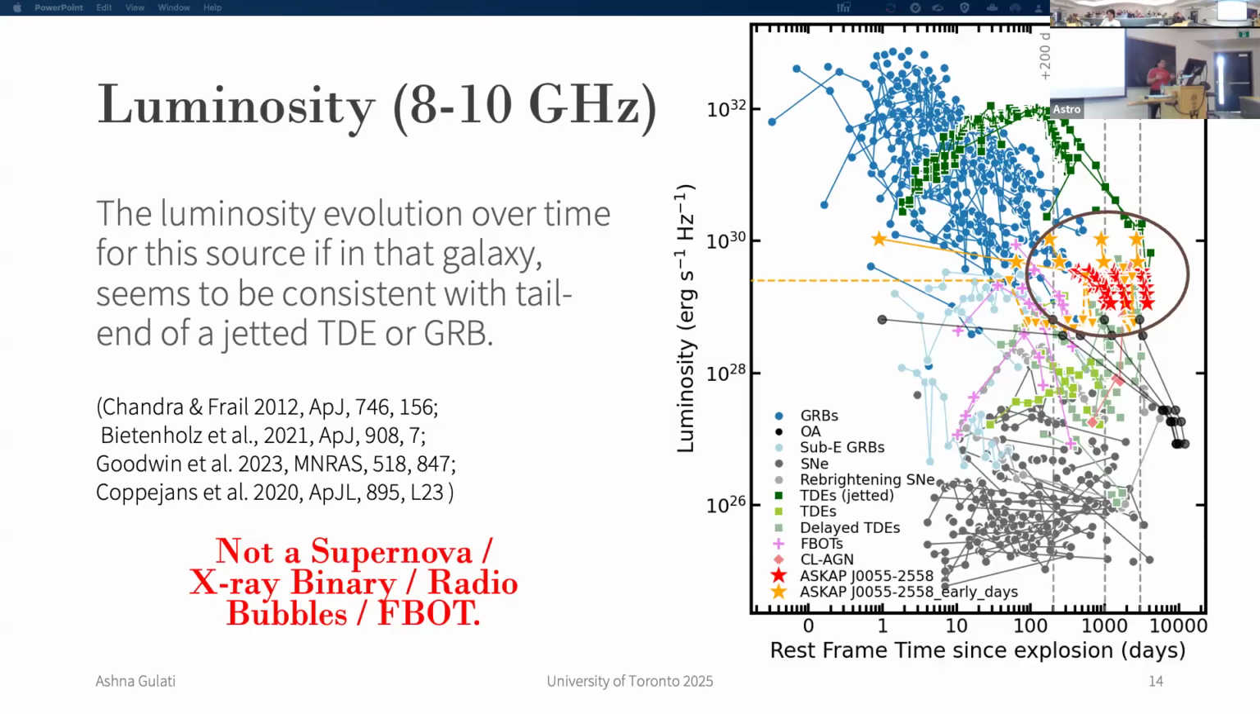The luminosity evolution over time for this transient, if in that galaxy or if associated with that galaxy, seems to be very consistent, in fact, with the tail end of a jetted TDE or a GRB, just from the plot. So the TDEs and the GRBs.